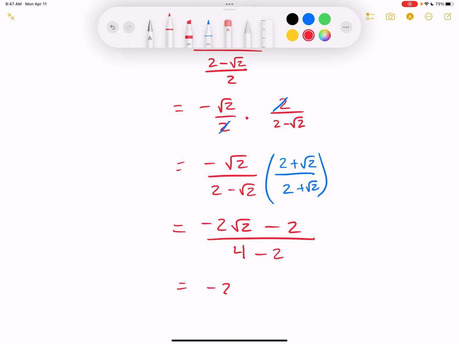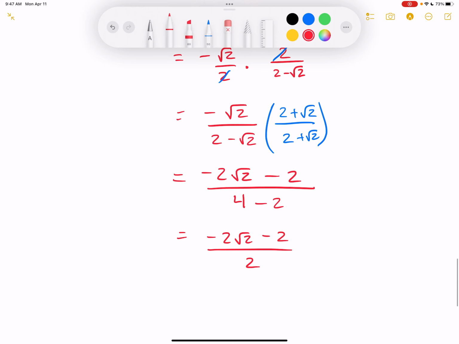So this is negative 2 root 2 minus 2, all over 2. Whoa. Am I done? No. I can take a 2 out of the top. So that's going to give me 2 times negative root 2 minus 1, all over 2.